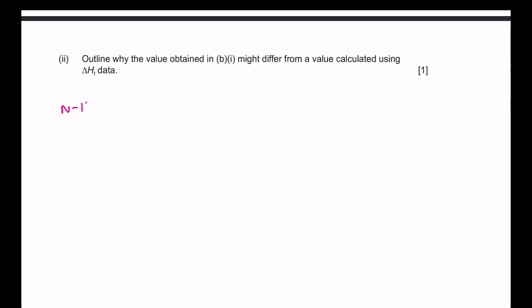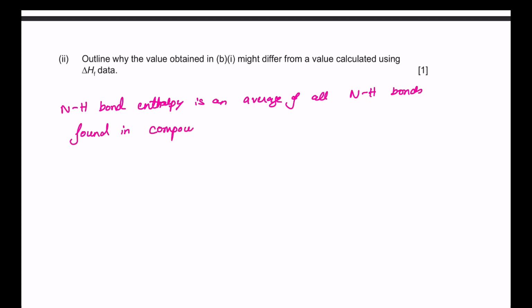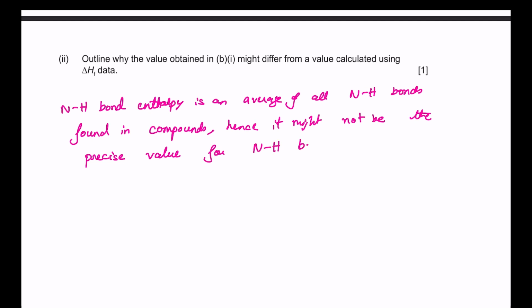Just write it here. N-H bond enthalpy is an average of all N-H bonds found in compounds. Hence, it might not be the precise value for the N-H bond in NH3, and that's the reason why you can have a difference.